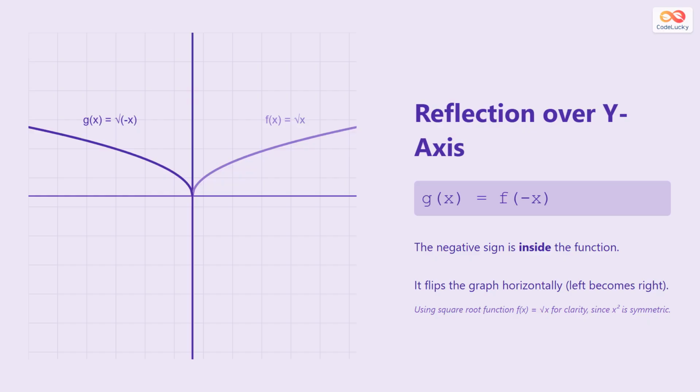If we place the negative sign inside the function, attached to the x, we reflect across the y-axis. For a symmetric shape like a parabola, this is hard to see, so here we show the square root of x. Notice how the curve flips from the right side to the left side.